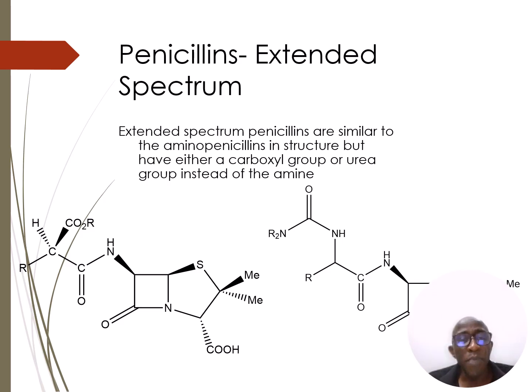Now I have the extended spectrum penicillins, and they're similar to aminopenicillins in structure, but have either a carboxylic group or urea group instead of the amine. So we're looking at that, the urea unit or the carboxylic unit here. So these ones are extended spectrum, or what do you mean by extended spectrum? That they have activity against a wider range of organisms. Okay.